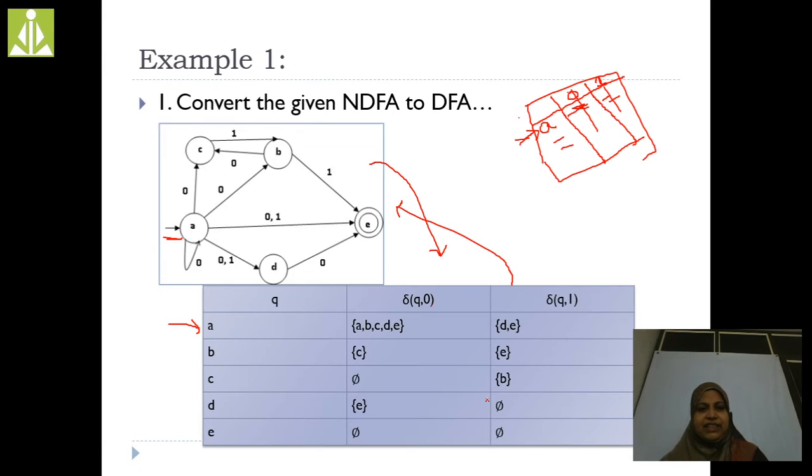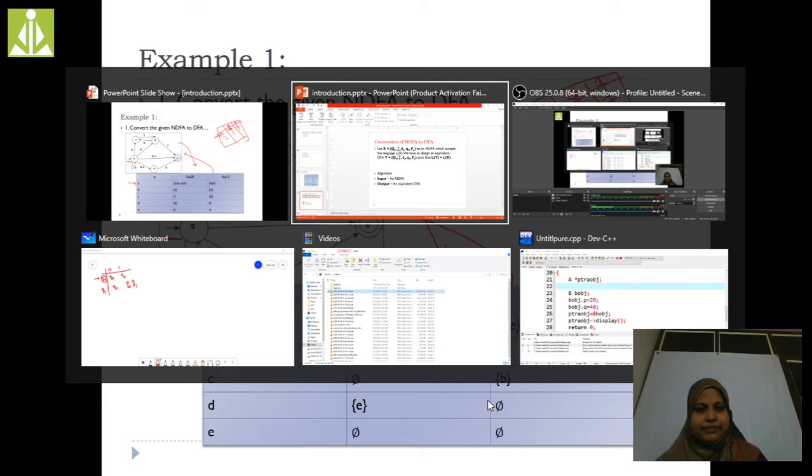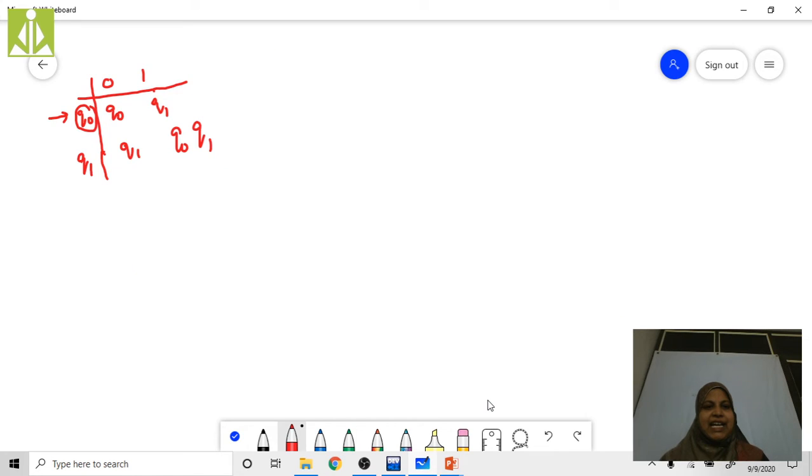Now I will take one example. See here, this is the NDFA. What are my states here? Q equals Q0, comma Q1. These two are my states. Now I am going to convert this NDFA to DFA.